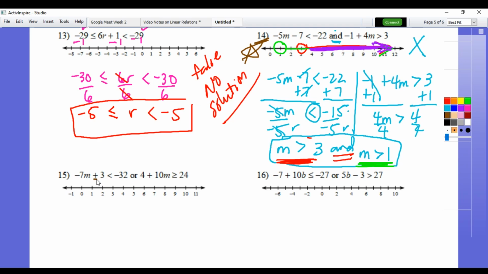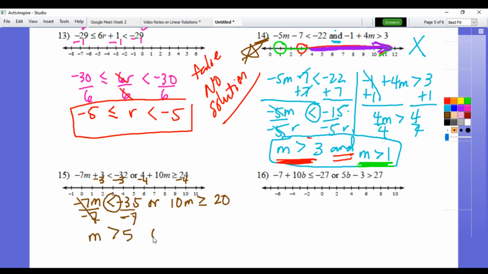Here I'm going to subtract 3 here, subtract 3 here. That will give me negative 7m less than negative 35. Or I'm going to subtract 4 here, subtract 4 there. That will give me 10m greater than or equal to 20. I'm going to divide by negative 7, negative 7. Since we're dividing by a negative, this will flip over: m greater than 5. Or divide by 10, divide by 10: m is greater than or equal to 2.